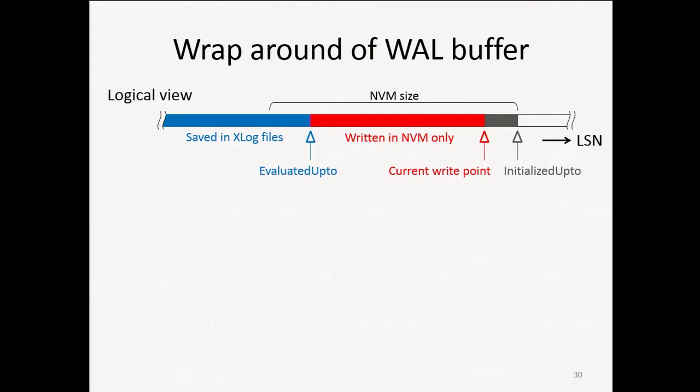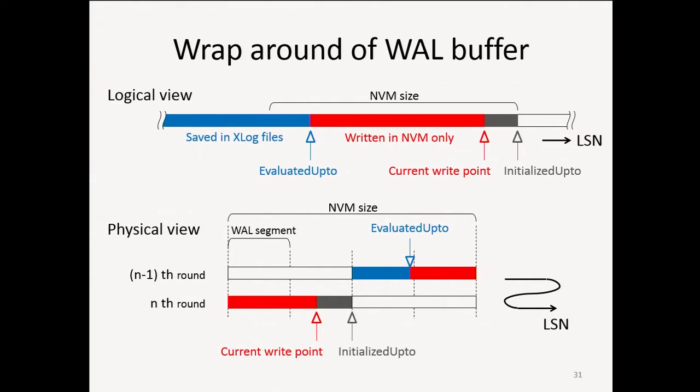This diagram illustrates the logical states of WAL, where evacuated up to points to the current tail of XLog records that have been saved in the storage device. Current write point indicates the tail of valid WAL log records, and initialized up to points to the tail of WAL buffer initialization. The corresponding physical state is shown in the lower diagram.